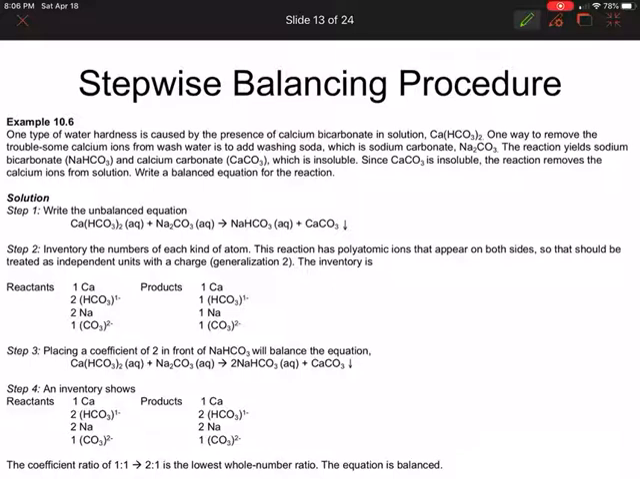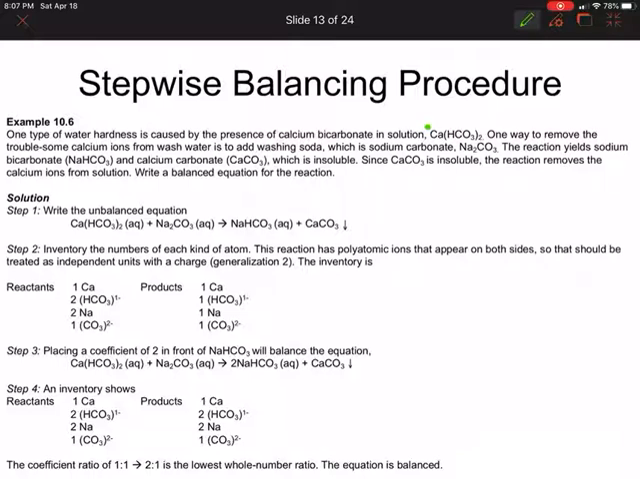All right, this is a really good example of balancing equations and how to set them up. It's going to give you this really long, wordy example, but just read between all of the words a little bit. It says one type of water hardness is caused by the presence of calcium bicarbonate. So that's this right here. Let me change that so you can see the other one. I'll make a little dot right there.